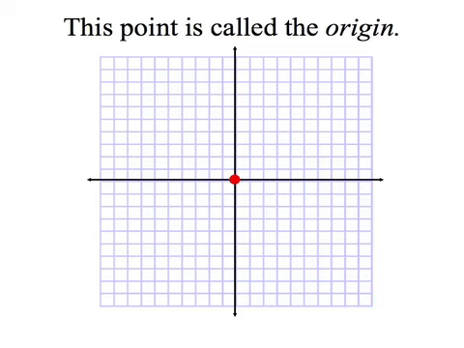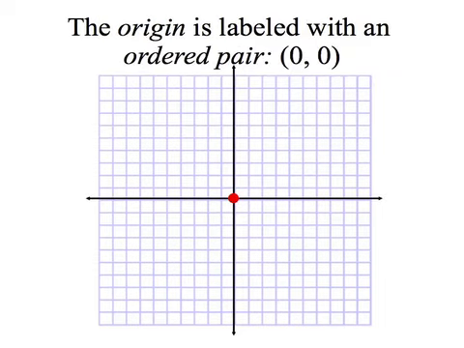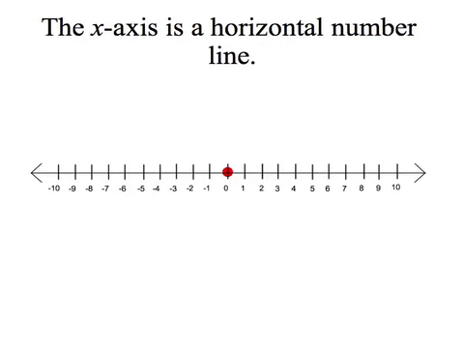This point is called the origin. It's where the x-axis and the y-axis intersect. The origin is labeled with an ordered pair, 0, 0. It's the only point on a coordinate plane that I know of that has its own special name.